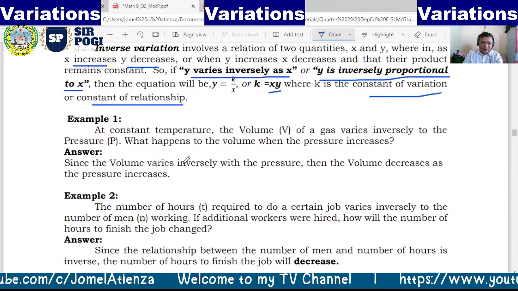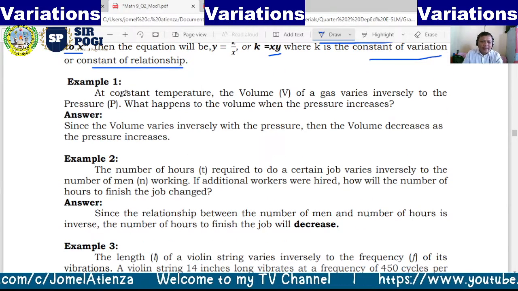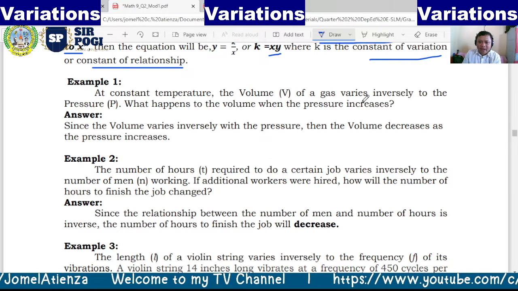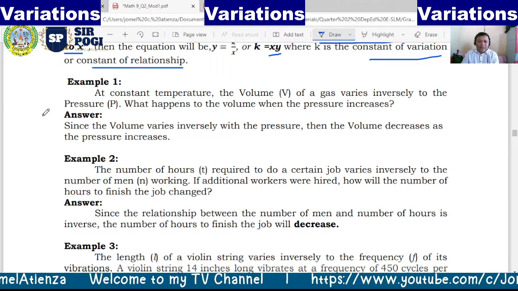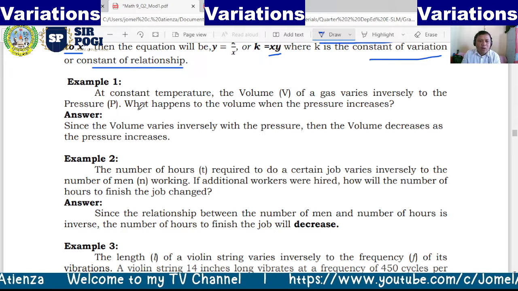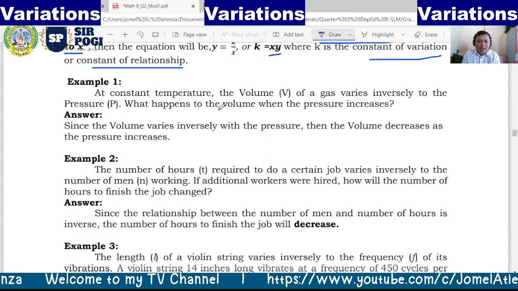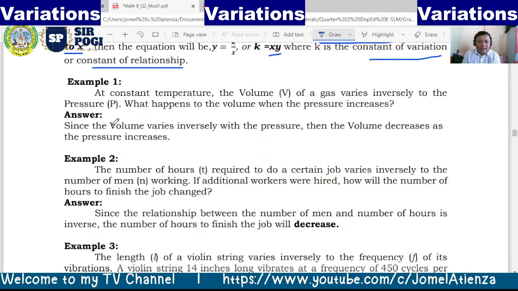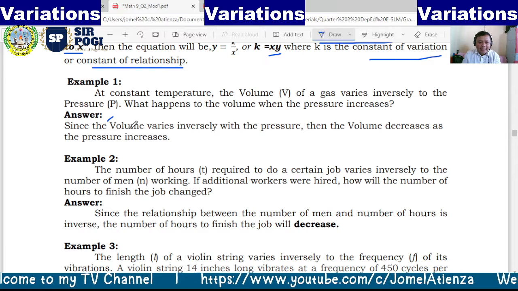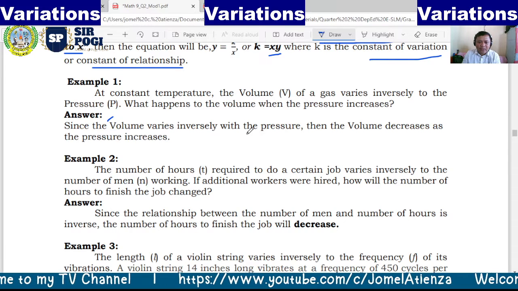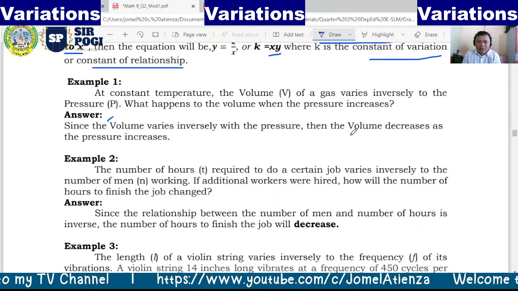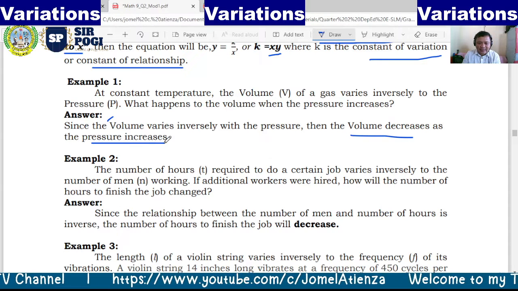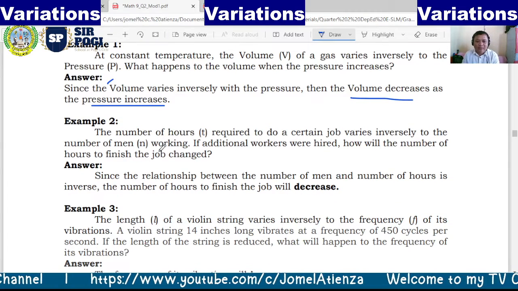Okay, for example, at constant temperature, the volume V of a gas varies inversely to the pressure P. What happens to the volume when the pressure increases? So here is the answer. Since the volume varies inversely with the pressure, the volume decreases as the pressure increases. Is that clear?